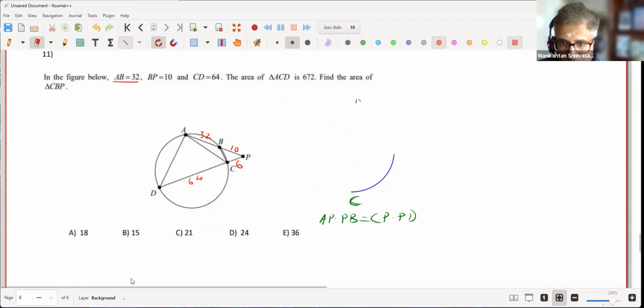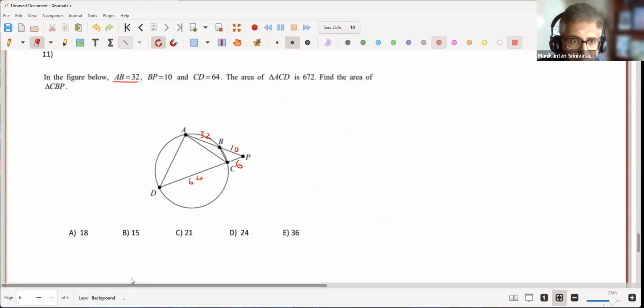Erase this as well. Okay, so now what do we need? We need the area of CBP. The area of ACD is given and the area of CBP is needed.